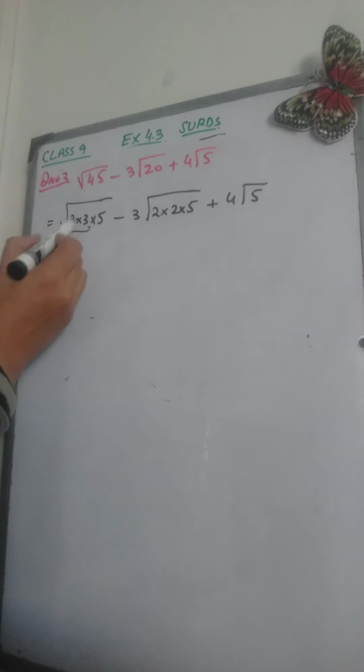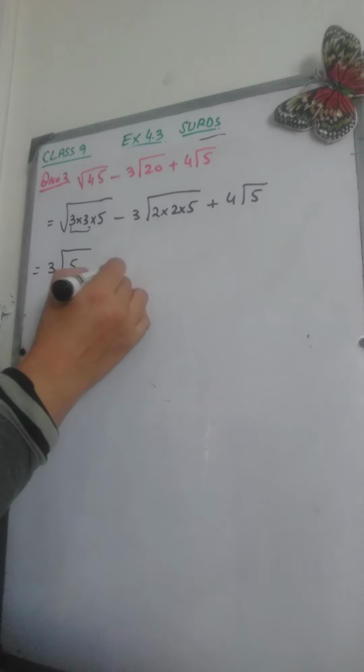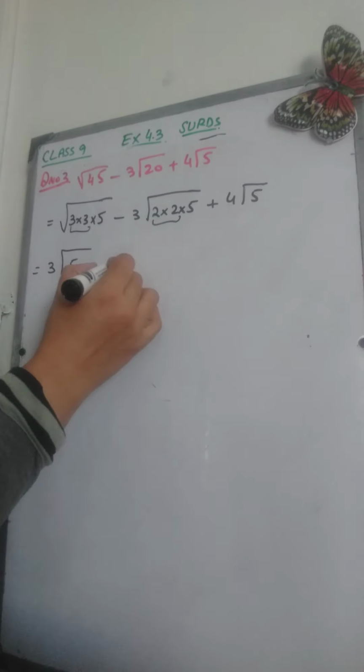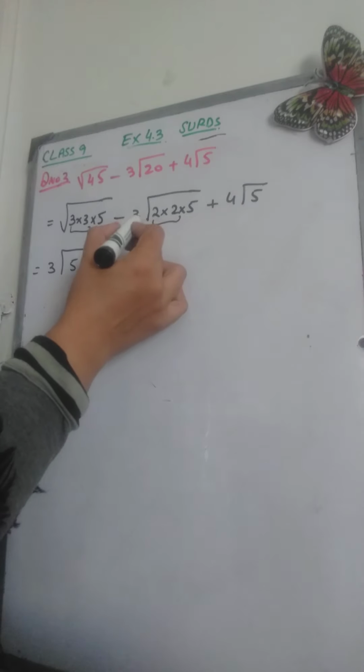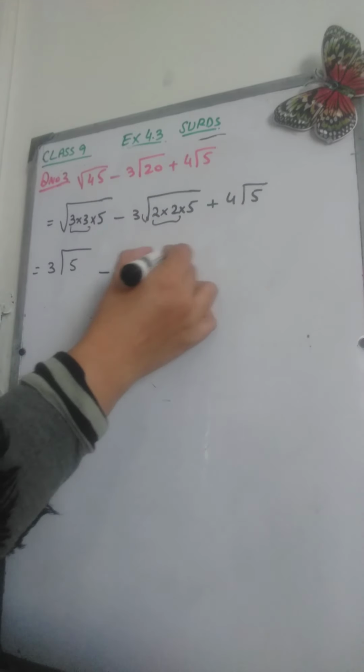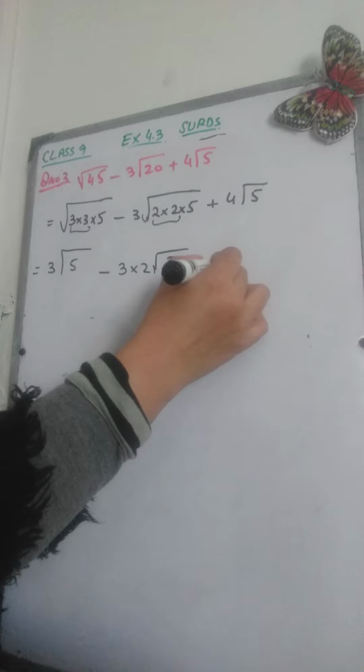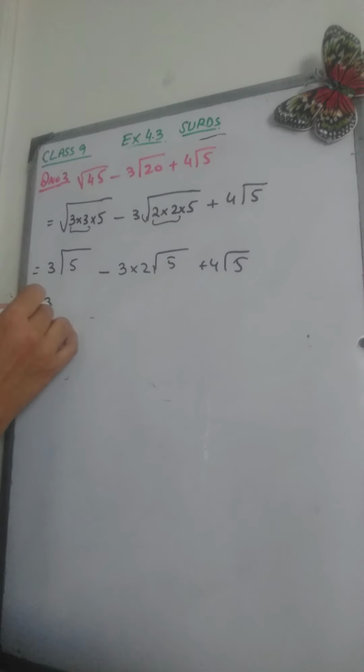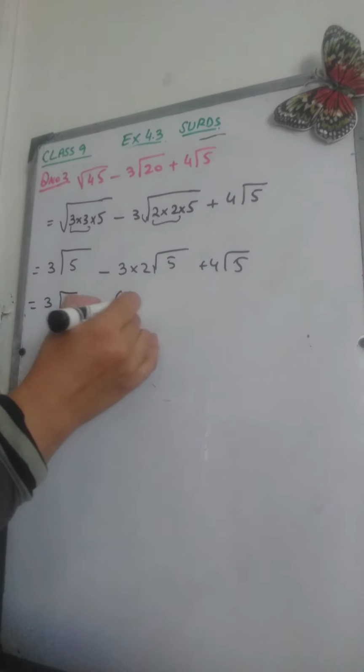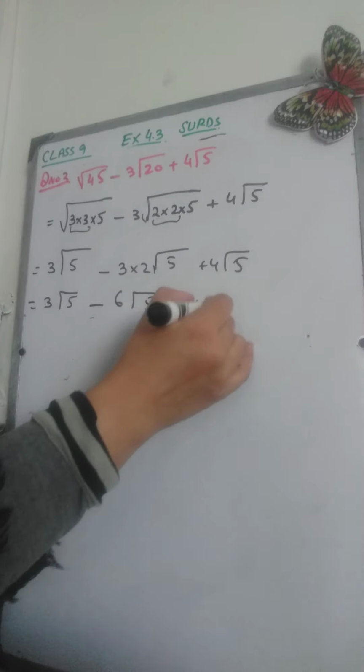Now 3 can be taken out of the radical sign because it's the square root, and the square and square root cancel out, so we can pull 3 out of this radical sign, and 5 will remain under the radical sign. Minus, we can pull 2 out of this radical sign because we are taking the square root, and 5 will remain under the radical sign. Now 3 under root 5 minus 6 under root 5 plus 4 under root 5.